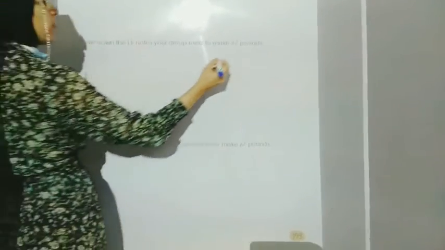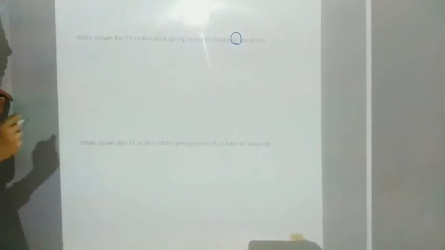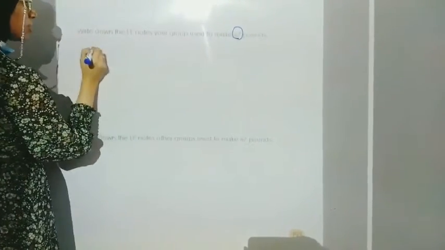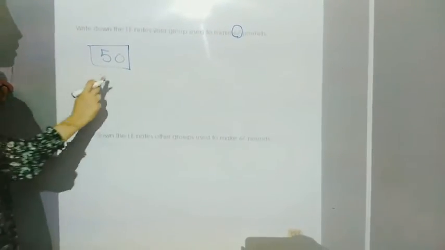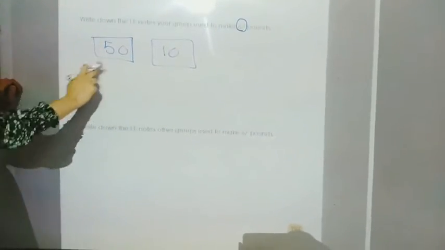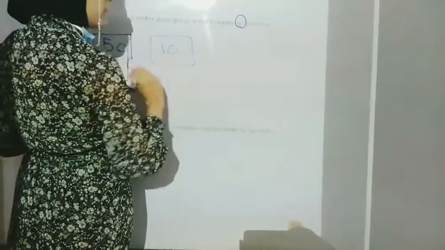Lesson 103. Write down the notes your group used to make 67 pounds. We studied before that I can write the number 67 in many different ways. Here I want to make banknotes equal 67. So the first banknote I have is 50. Then I have another banknote equal 10. 50 and 10 will be 60. I want how many more? 7.